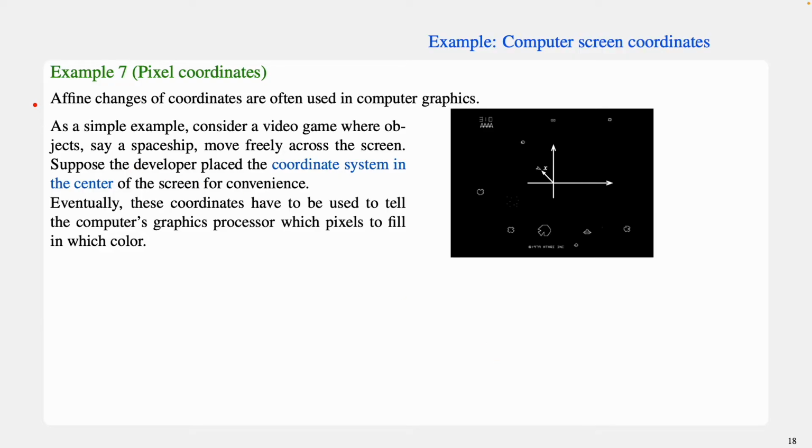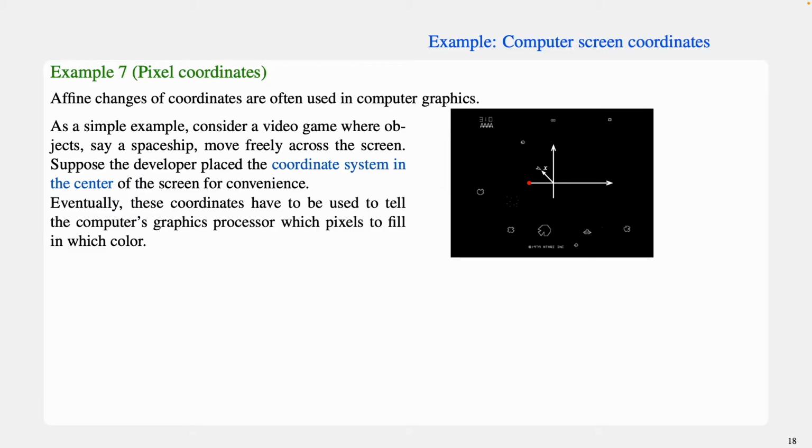And as a bit of practical motivation, let's see where something like that could come up. So in computer graphics, for example, affine changes of coordinates are often used. And here I have a screenshot of the game Asteroids, a classic. And here we have our little spaceship, it's maybe a bit hard to see, that can move freely about the screen. And now let's assume the developer placed a coordinate system in the center to compute the position of the spaceship or the asteroids or anything else that's flying around here.